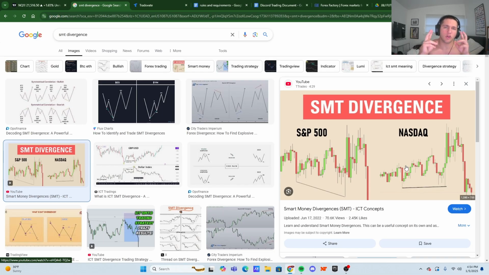There's something known as correlated pairs. So most of their moves are correlated, meaning when the S&P 500 goes up, the NASDAQ is probably going to go up. When it goes down, the NASDAQ is probably going to go down. So an SMT divergence is one of those cases where that actually doesn't happen, where the S&P 500 will go down and take out a swing low or swing high.